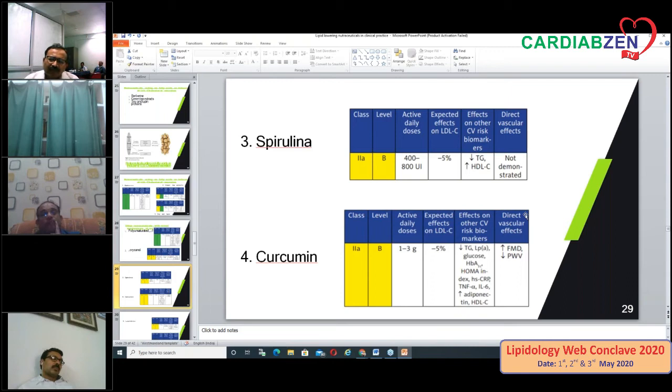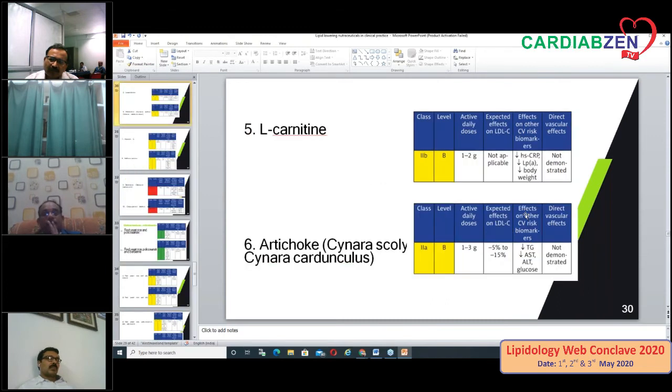That curcumin should ideally be what we are using as adjunct or additive to the milk, which is quite helpful in reducing the inflammatory biomarkers, reducing the triglycerides, and HbA1c reduction, and of course the HOMA index. So level of scientific evidence is B, and class is 2A.